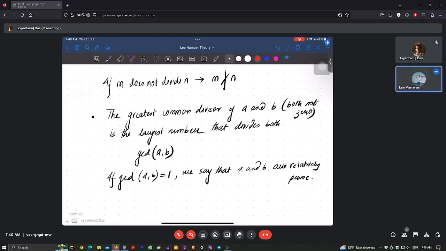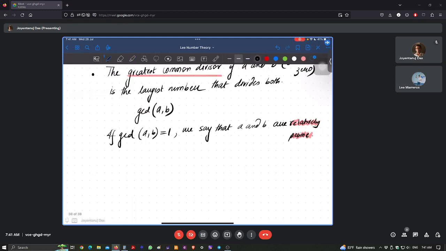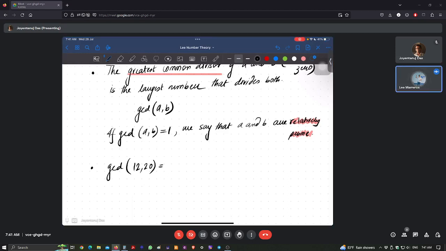I think this is okay. So this is the greatest common divisor, and this is relatively prime. For example, just to get hands on, what will be the GCD of 12 and 20? 4, right?